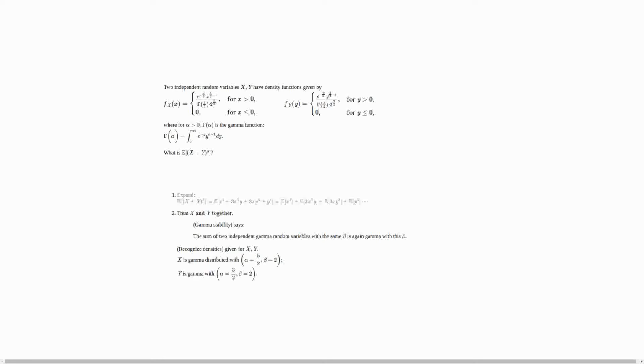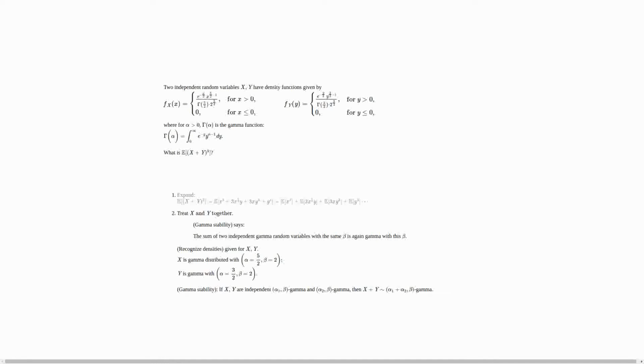Similarly, we look at y and we see that the beta here also looks like 2. And inside the gamma function, we see 3 over 2. So y is alpha 3 over 2, beta 2, gamma. And so we've recognized these densities for x and y. And now we can look at gamma stability.